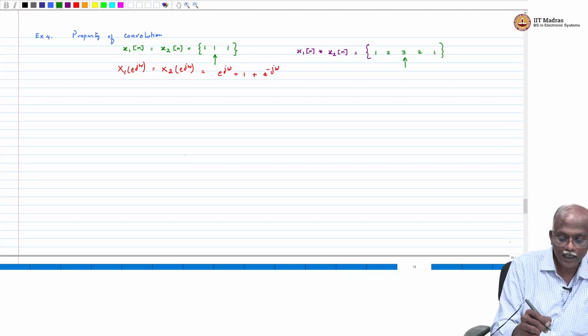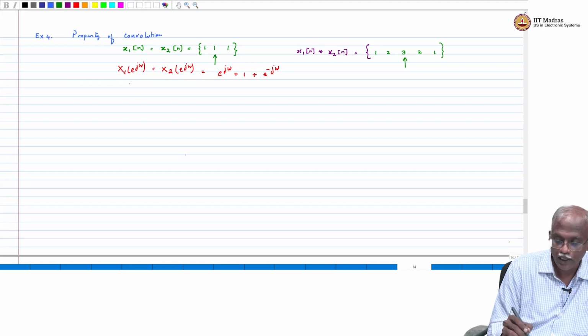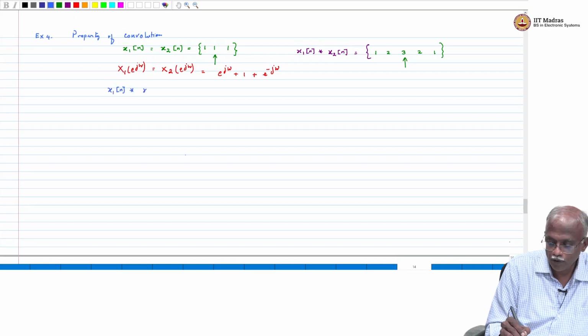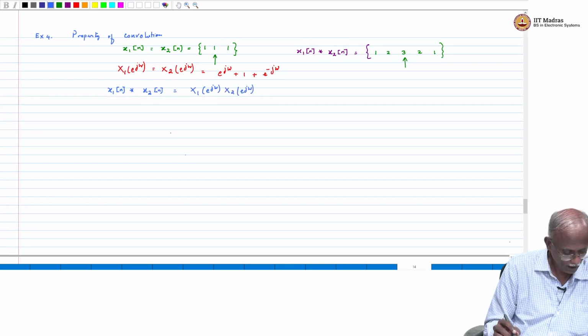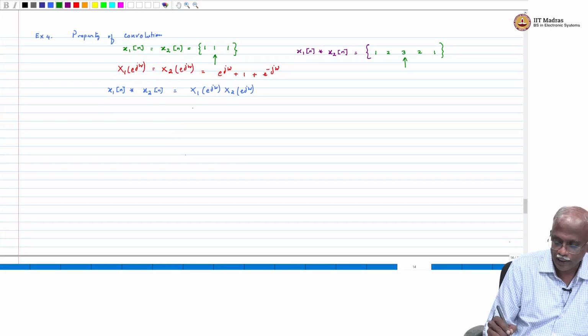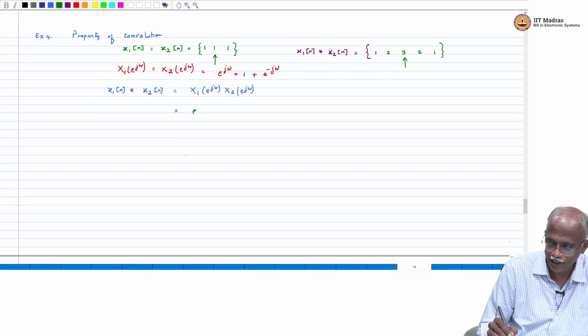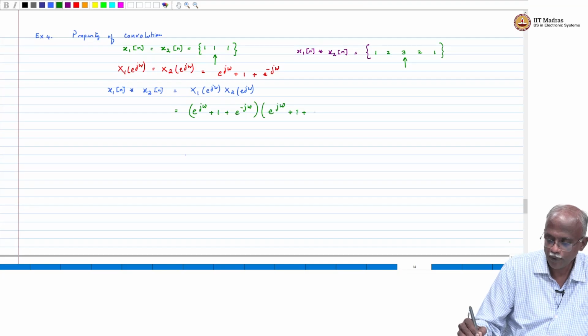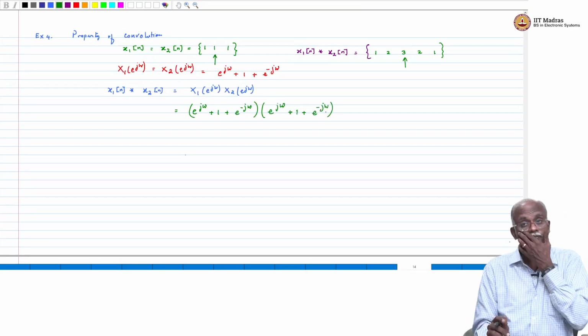Now, what is the application of the convolution theorem? The convolution theorem says that x1 of n convolved with x2 of n is equal to the product of these two, x1 e of j omega multiplied by x2 e of j omega. Okay, how do we do that? Very simple. We take these two expressions. We have the expression, so e power j omega plus 1 plus e power minus j omega multiplied by e power j omega plus 1 plus e power minus j omega.